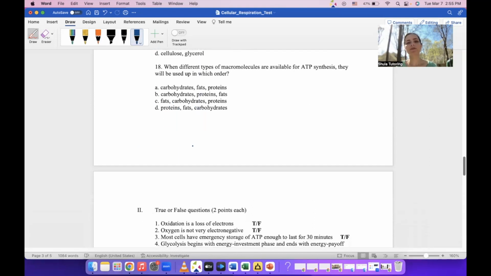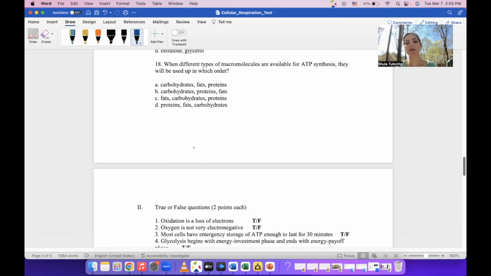Number 18, when different types of macromolecules are available for ATP synthesis, they will be used up in which order? So first we'll do carbohydrates, then fats, then proteins, because carbohydrates are most efficient and the easiest for the cell to put through cellular respiration. Fats, we can do that too, but it's more complicated. And then proteins we need for other purposes. So we will only use proteins for ATP synthesis if we have absolutely no other carbohydrate or fat molecule that we can use for this purpose.